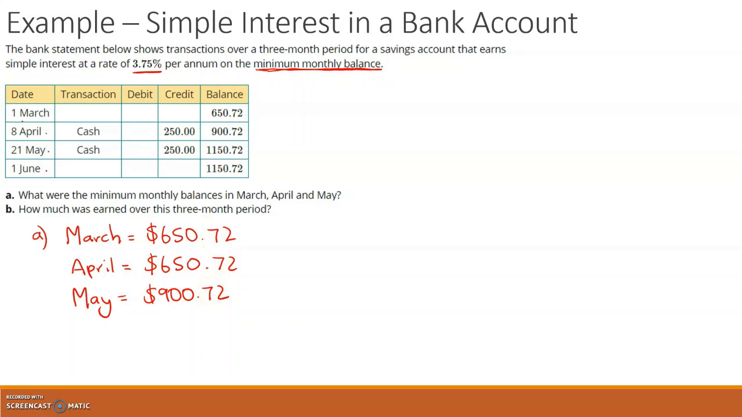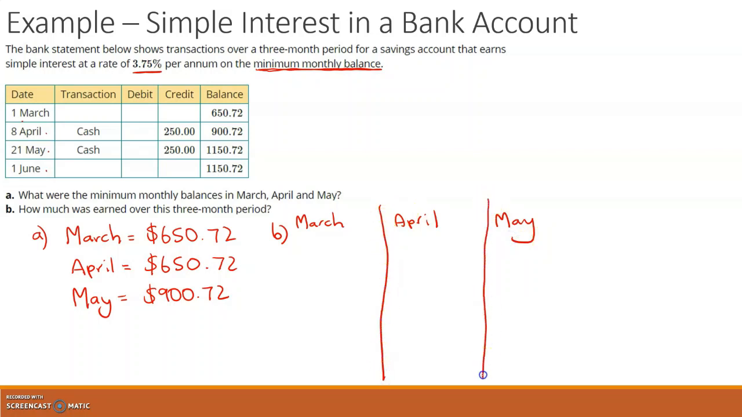So that is the minimum monthly balance for each month. And we need to know that because the interest paid for Part B is based on these amounts. So each month, the interest is calculated on this amount in March, this amount in April, and this amount in May. So let's look at those calculations now. B says how much was earned over this 3-month period. So what we need to do is calculate the interest in March first, then the interest in April, and then the interest in May. And we'll have to add our answers together to find out the total amount of interest that was earned. So let's do these calculations now.